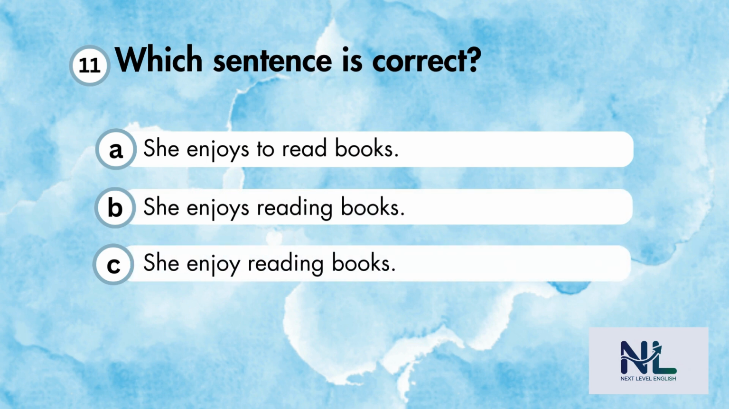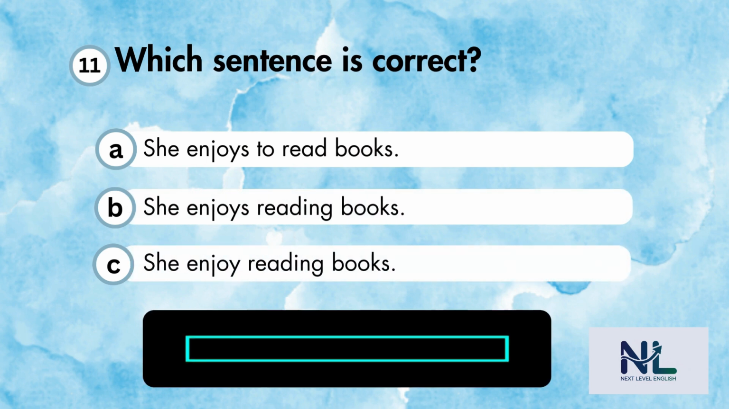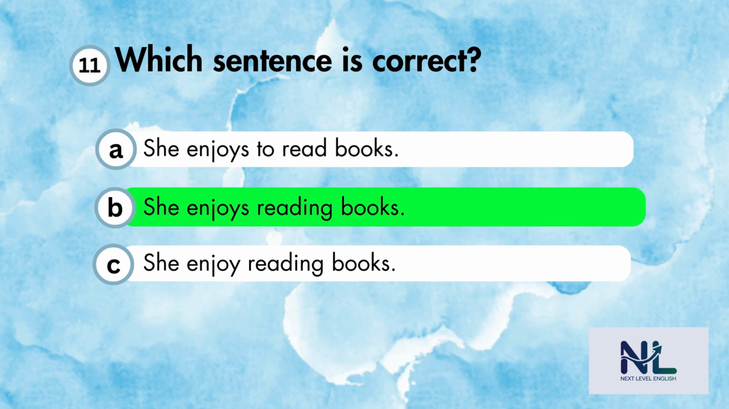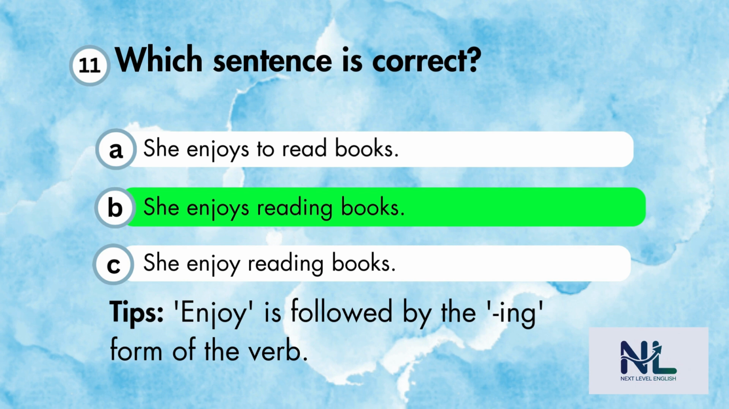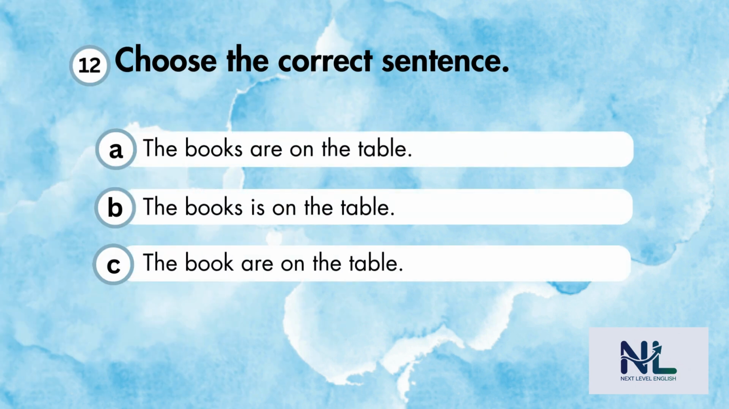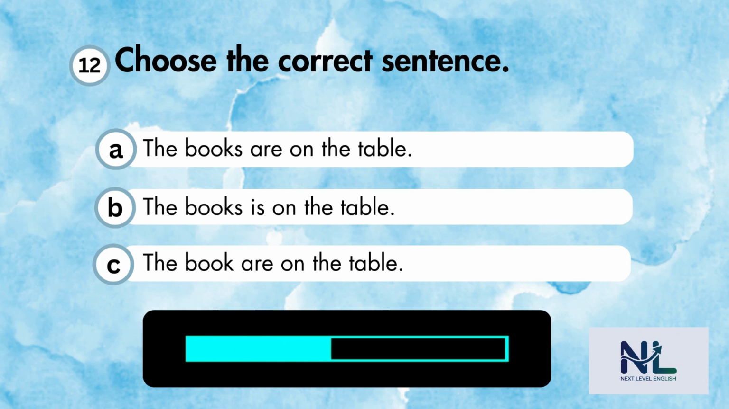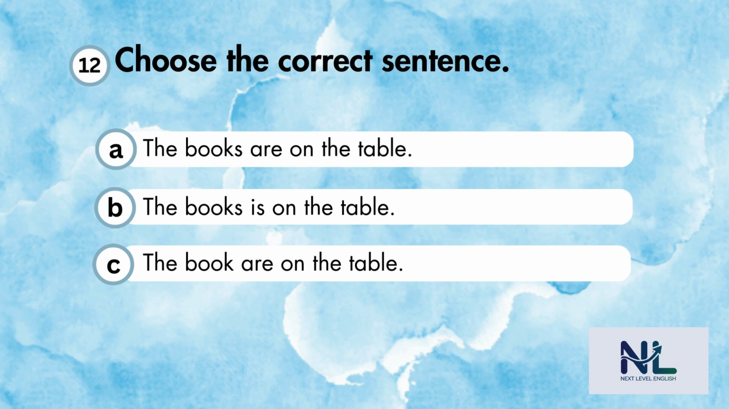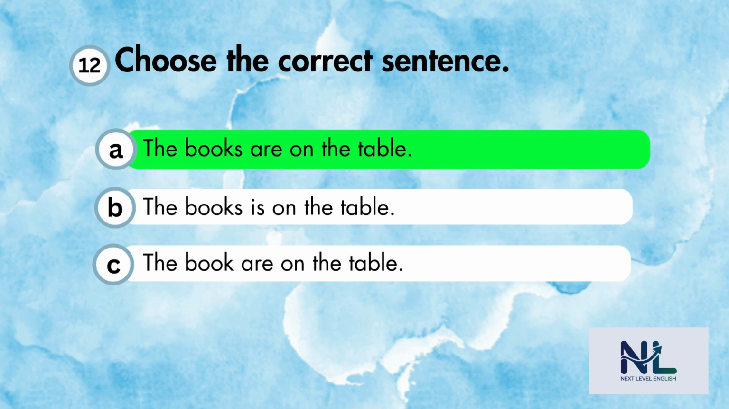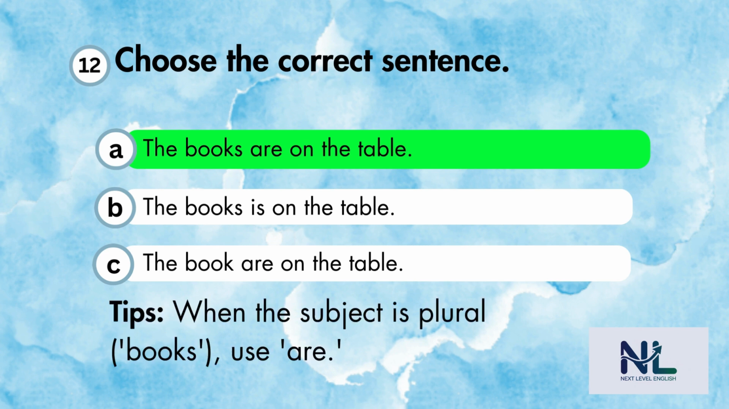11. Which sentence is correct? She enjoys reading books. Tips: enjoy is followed by the ing form of the verb. 12. Choose the correct sentence. The books are on the table. Tips: when the subject is plural, books, use are.